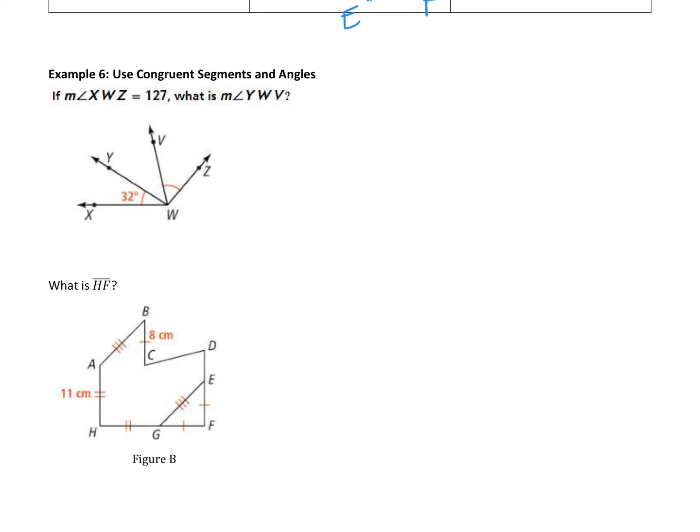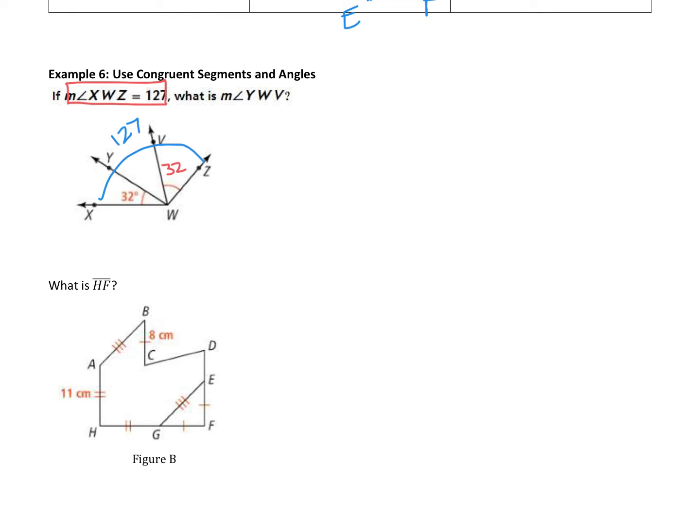So we can see in the picture that we have two congruent angles. This angle right here, they told us is 32 degrees. This angle over here is the same size, 32. So I'm just going to go ahead and write that in. We know that that is 32 because they marked them as congruent. Then we're told that the measure of angle XWZ, W is the vertex, this whole angle is 127. So from here all the way to here is 127, the whole thing. What is the measure of angle YWV?